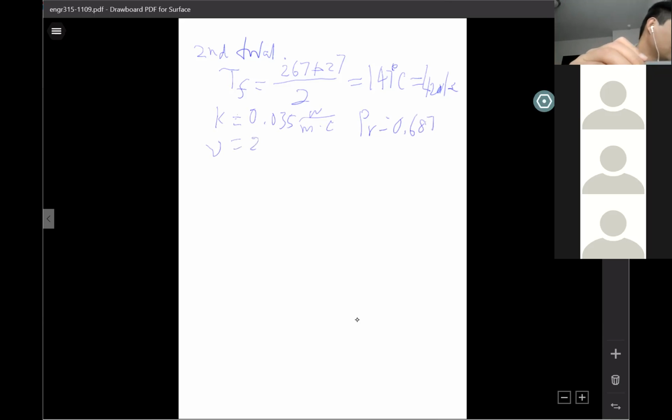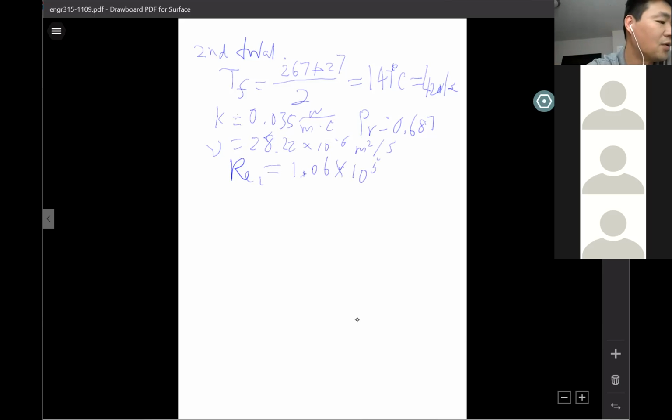Okay, the viscosity also changes. Previously it's 15.69, right? Now it becomes 28.22 times 10 to the negative 6 meter square per second. Okay, so Reynolds number L, the overall Reynolds number, therefore will be equal to 1.06 times 10 to the 5.